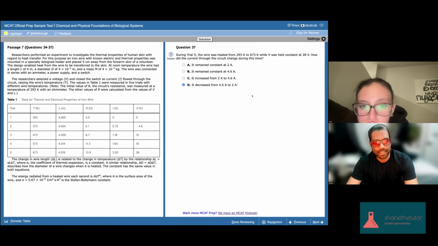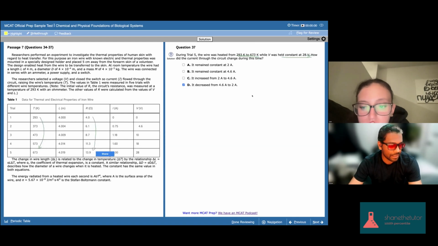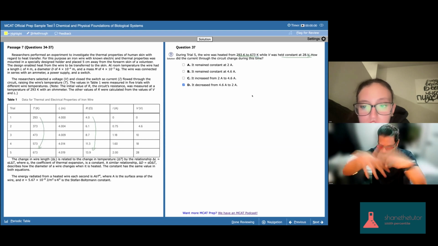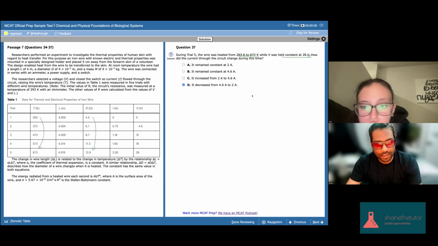So we're heating this wire from 293 to 673, and we're keeping the voltage the same. If we're heating this, we see that the resistance is increasing. And even if we didn't have a table, we should know that resistance is like that friction that causes heat to be released or coming out of the resistor. So temperature is proportional to resistance, and V equals IR, and V is held constant. So if we're increasing resistance, we must decrease current. So right away, we know that our answer must involve a decrease.